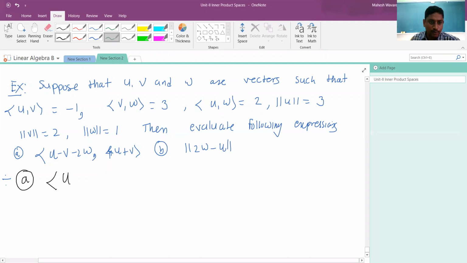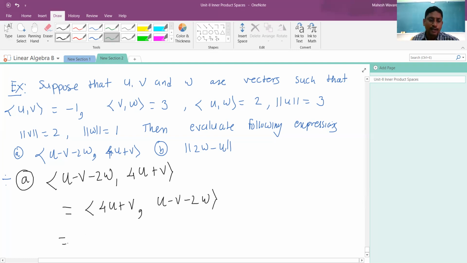The inner product of u minus v minus 2w and 4u plus v, that we are going to simplify first. So this is equal to, we can apply the symmetry axiom since it is an inner product space, so it can be written as 4u plus v, its inner product with u minus v minus 2w. Now the additivity axiom tells us that we can write this as 4u's inner product with u minus v minus 2w, plus v's inner product with u minus v minus 2w.